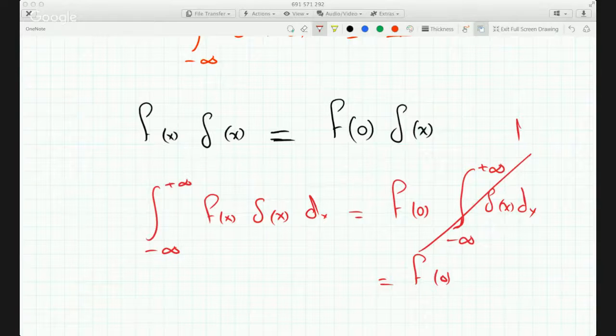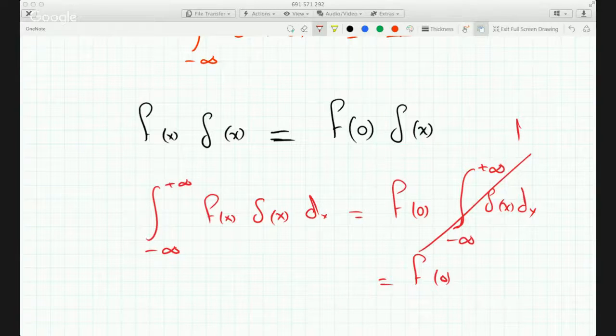So under the integral, the delta function picks out the value of f of x where x equals 0, and it would just trash everything else, or zero out everything else.